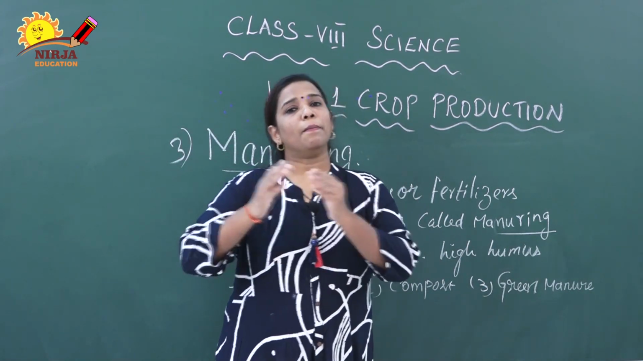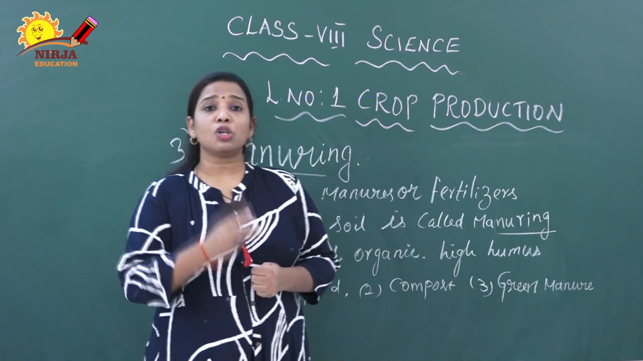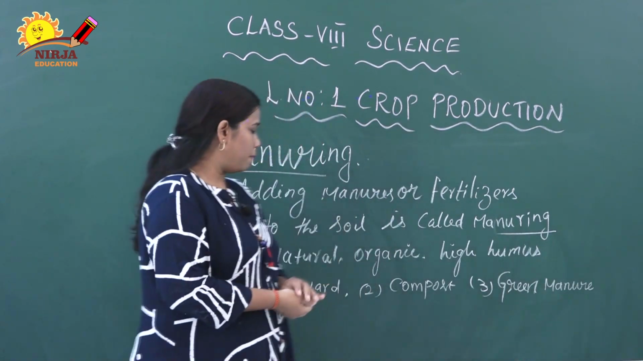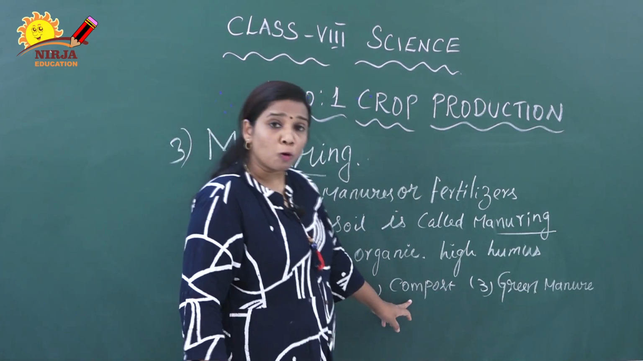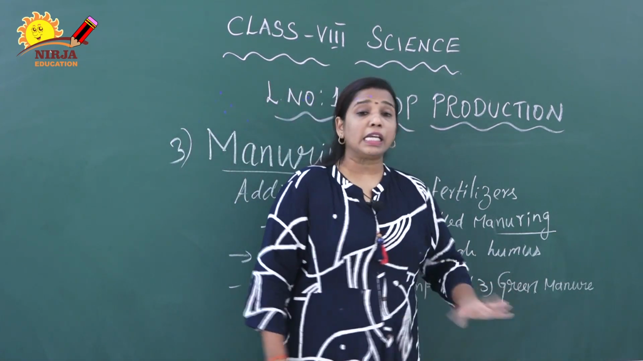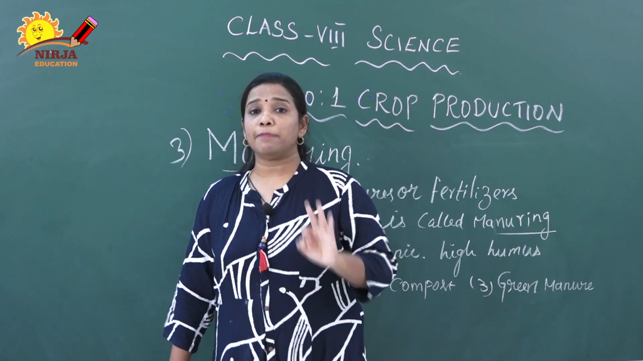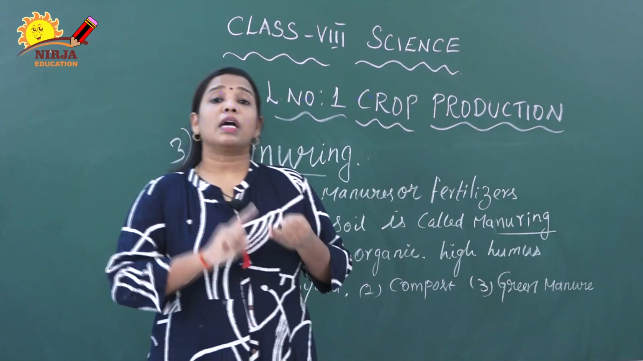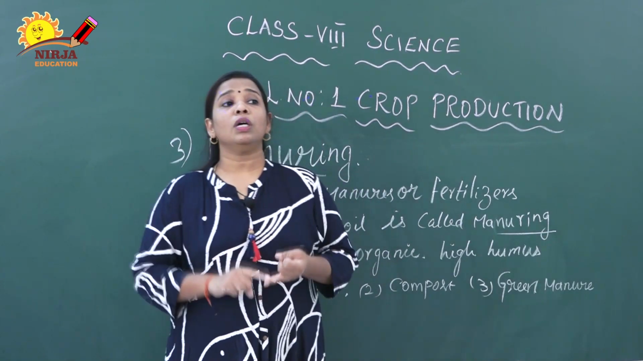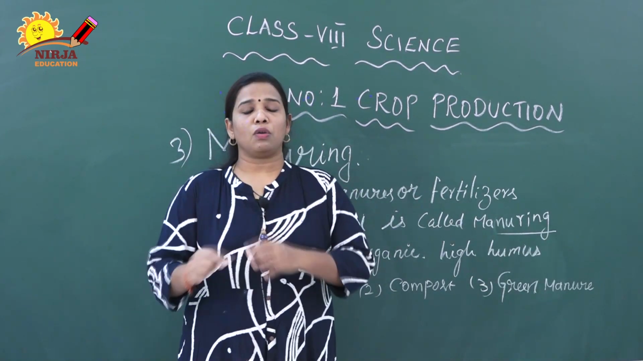That is called manure. The manures are classified into three types. One is farmyard manure, second is compost manure, third is green manure. These are the three types of manures.